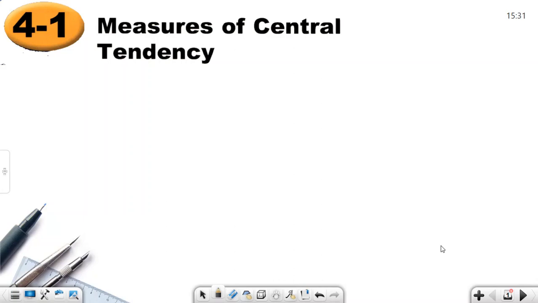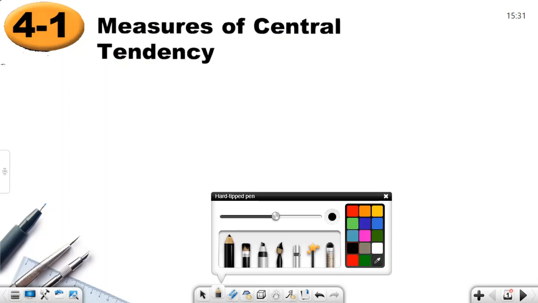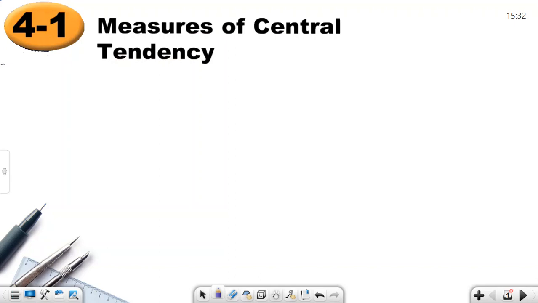Welcome everyone. In this video we will talk about measures of central tendency. Before starting, I want to say what the central tendency means. I want you to come up with an idea of what it is. So what are we talking about here? Central tendency means where the numbers are grouping.